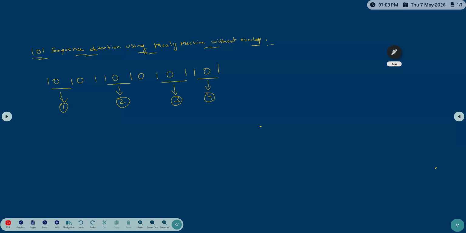Now this circuit I need to implement using the Mealy machine. So how do I compare? Is this a 101 sequence or not? How do I check that? First I check whether the first bit is 1 or not. After that, whether the second is 1 or 0. Then the third is 1 or 0. I check, and the 101 sequence matches. Like that, here we have four 101 sequences. Clear?